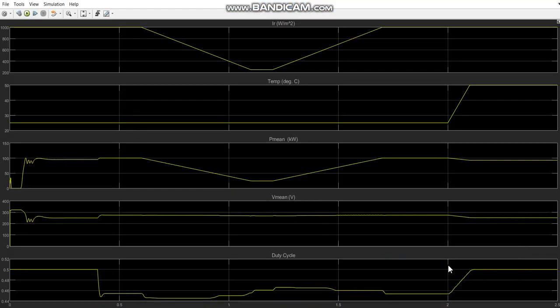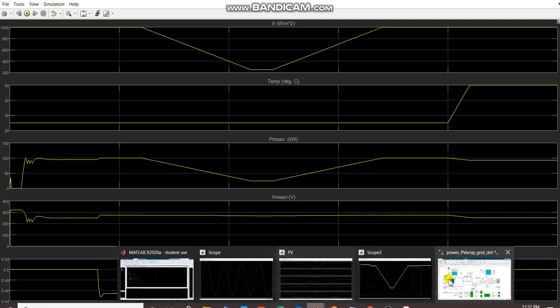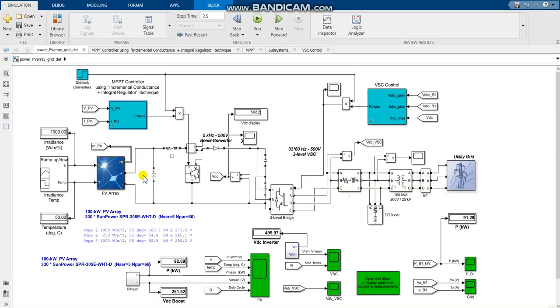And we can see it here by the waveform of the duty cycle. At the end of the simulation, it is around 0.5. This boost converter consists of a 100 microfarad capacitor in parallel before it, as well as two 12 millifarad capacitors at the end, as well as a 5 millihenry inductor.